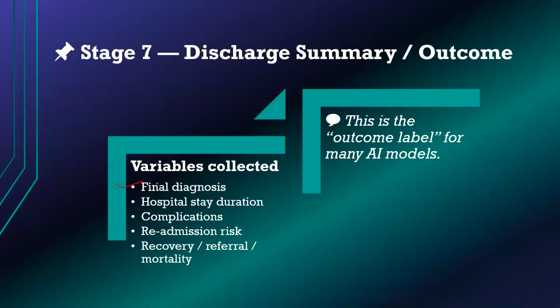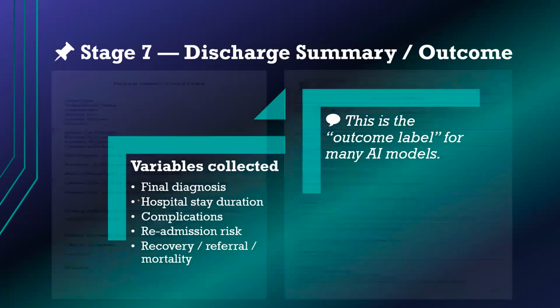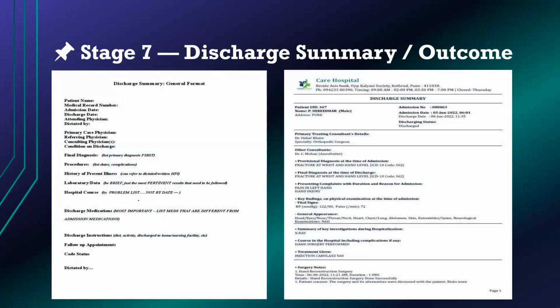That could be the final diagnosis after the entire discussion or analysis of the lab reports, the hospital stay duration, any complications faced by the patient, then recovery or readmission risks, etc. Everything can be discussed pretty well in these discharge summaries. They may be available either in the form of handwritten notes from nurses or doctors, or in some proper digital copies. In different hospitals you will find this information.